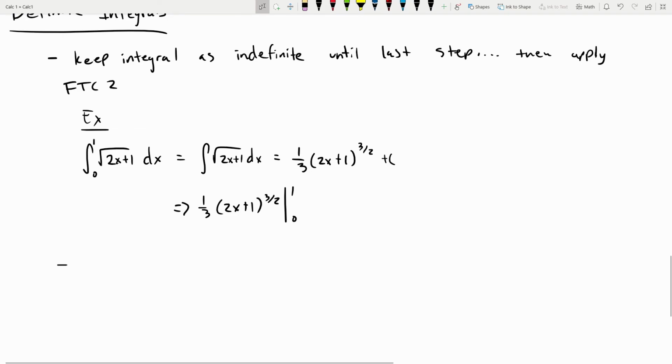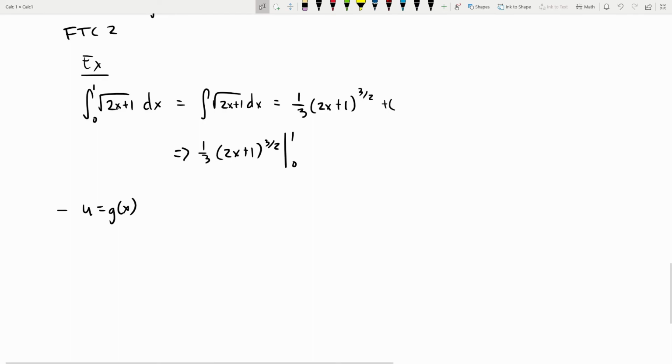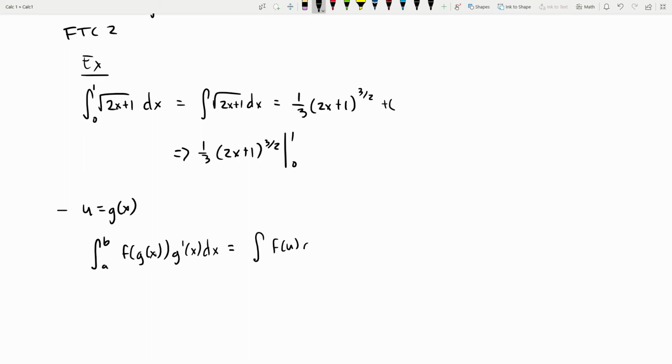Now the second way to solve it is by kind of sort of changing the bounds in a sense. So if we're saying that u is equal to g(x), that inner function, and we have this integral of f(g(x)) times g'(x) dx, we're saying that it's basically the same thing, so it's just going to be the integral of f(u) du. If you remember from the definition, it's the same thing.